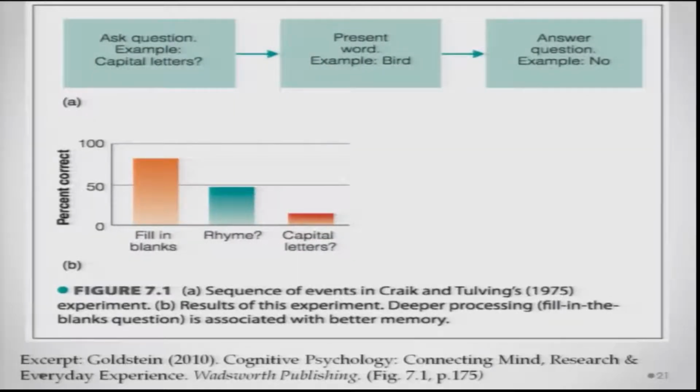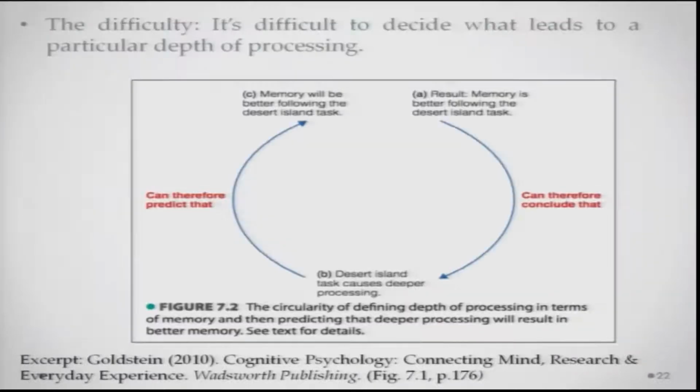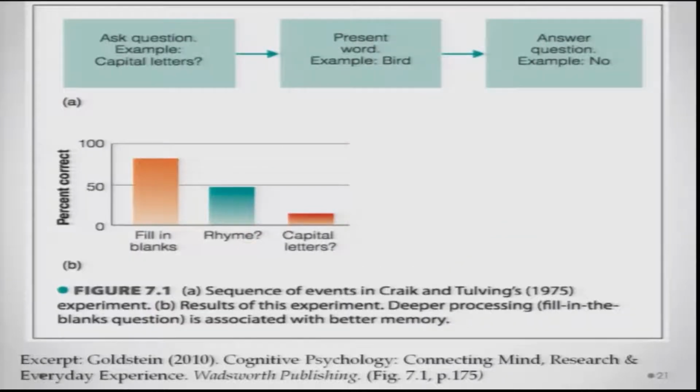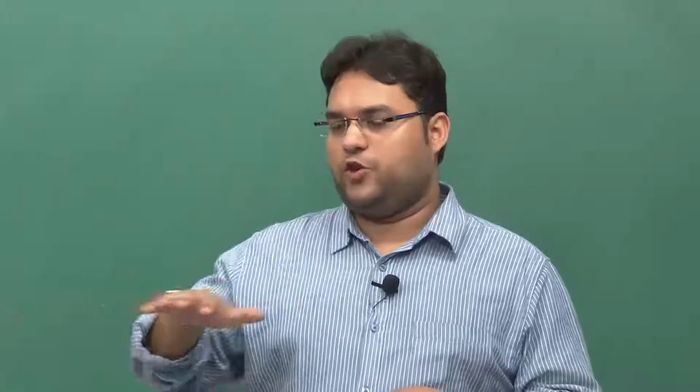Now this is what Craik and Tulving did in their 1975 experiment, and what they found was that the words used with the fill in the blanks question were remembered much better than words which were just paired with questions about whether the word is in lowercase or uppercase. So what does this tell you? It tells you that the depth of processing, whether you are only focusing on the physical characteristics versus the use and meaning of those words, determines how well or how poorly you will remember that word.